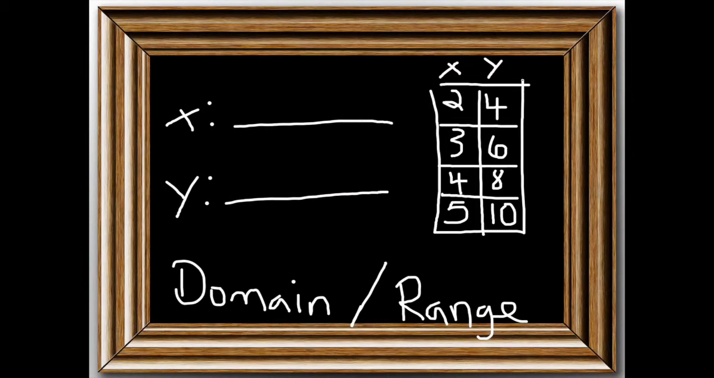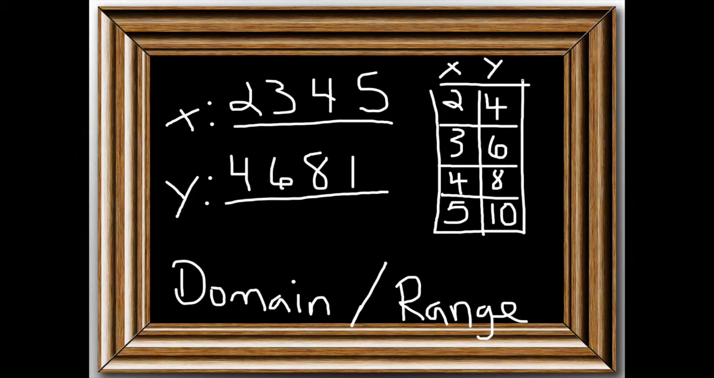Alright guys, here's an easy one. We'll take a look at this chart here. We've got X and Y, and we want to find the domain and the range. Remember, the domain is your X values and your range is your Y values. So you can go ahead and list those out, please. Our domain will be 2, 3, 4, and 5. And looking at Y, that is our range. We're going to put that down as 4, 6, 8, and 10.